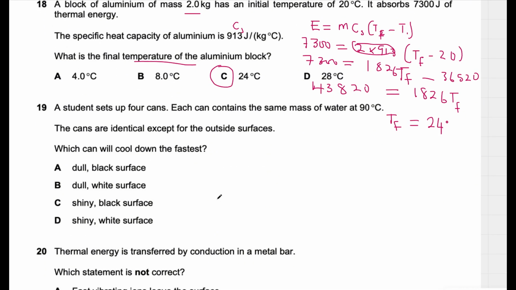Question 19 says, a student set up 4 cans. Each can contains the same mass of water at 90 degrees. The cans are identical except for the outside surface. Which can will cool down the fastest? The dull black surface will cool down the fastest, not the shiny black. Dull black emits the fastest and it cools down the fastest.